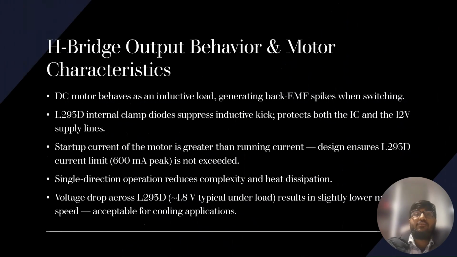The DC motor behaves as an inductive load, meaning it produces voltage spikes when switching. The L293D's internal clamp diodes help absorb these spikes and protect the motor driver. Motor startup current is higher than running current, but still safely within the L293D's peak rating. There is a small voltage drop across the L293D, which slightly reduces speed, but it is acceptable for cooling applications.